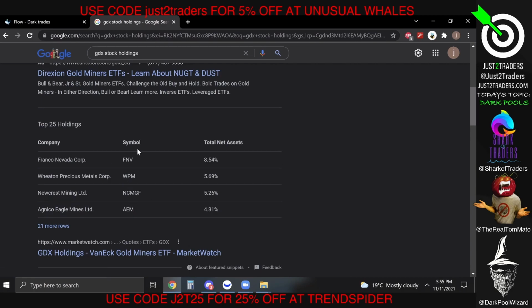If I see another example here in a second, I'll show you why. I've heard of Wheaton. I've heard of Newcrest too. These are the symbols that they would trade under. It's not necessarily on the New York Stock Exchange, but you want to see what the ETF holds, and you want to see what percentage of it is. And the reason why, we'll get an example of it, I promise.